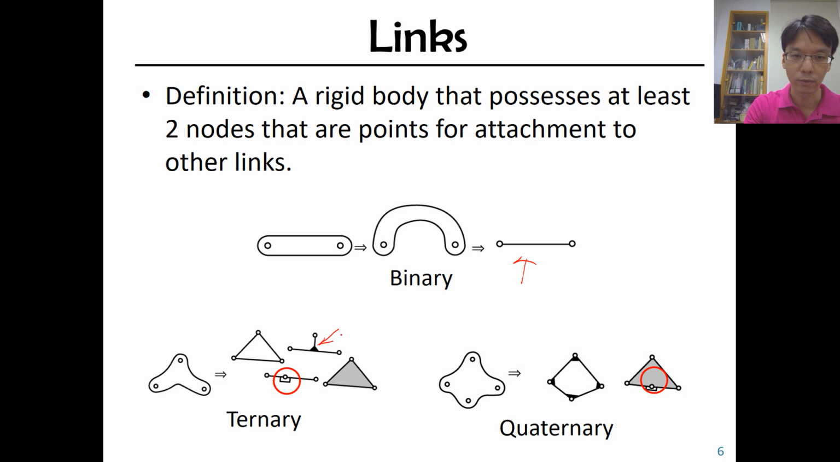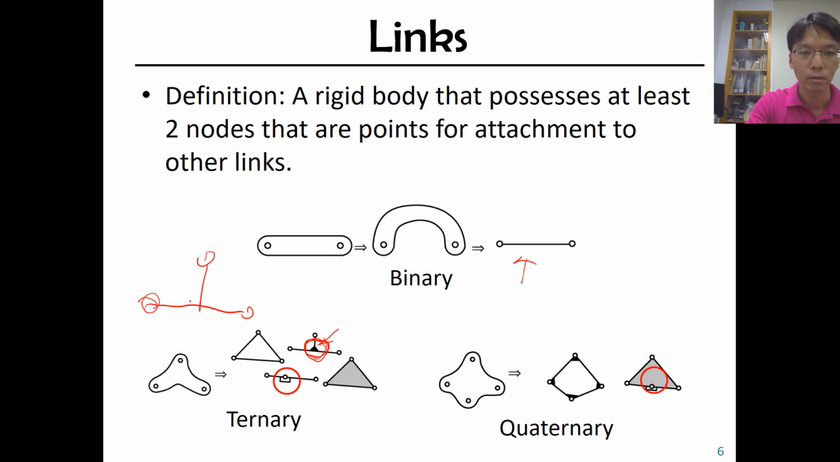Just pay attention. If you draw in this way, remember to put the dark triangle here. That means don't draw this bar in this way. Try to fill a triangle here. That means these two bars are welded, so there's no relative motion between this link and this link. It's just a way to present the link.